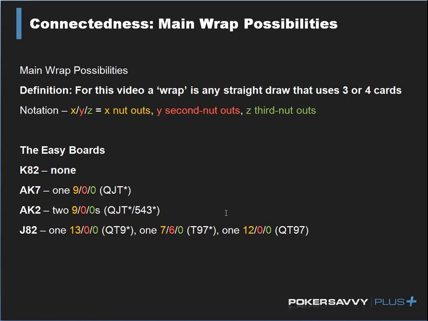All right, so take a pause for a second. Just look this slide over and recognize that the point I want to make is that these are the only possibilities on these boards. These are the drier boards, the boards that are less connected, and there really aren't that many straight draw possibilities on those boards. And even in the case where there's a wrap possibility, there's really only these two possibilities, and then they overlap in this one, and that's it.